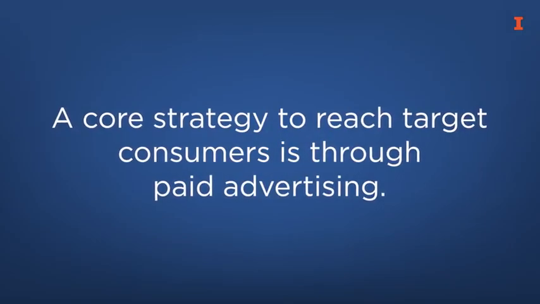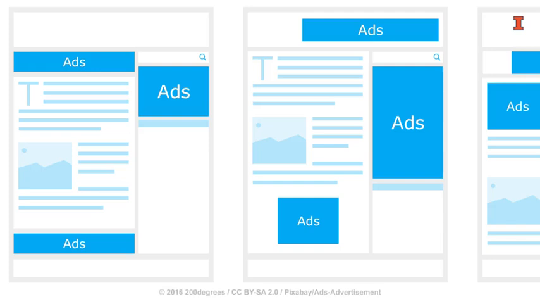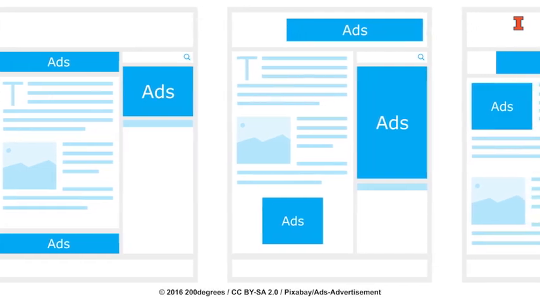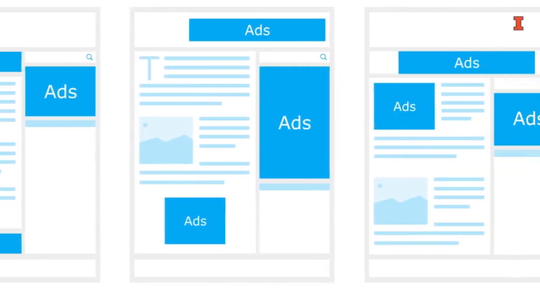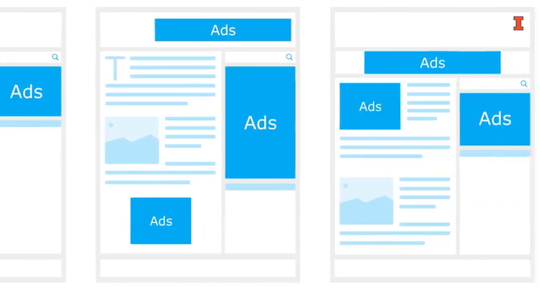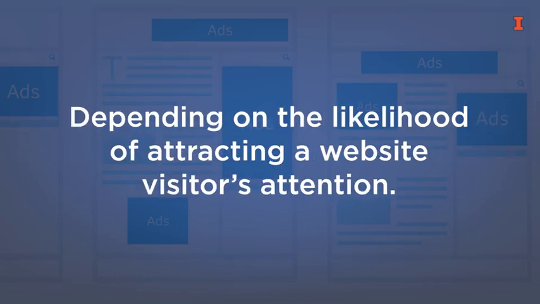A core strategy to reach target consumers is through paid advertising. In the early days of the internet, online advertising mainly encompassed banner ads appearing on websites. Much like print media, such as newspapers and magazines, online publishers can allocate various digital spaces on their web pages to display advertising messages. Different sizes and locations of such advertising spaces or banners are priced differently depending on the likelihood of attracting a website visitor's attention.